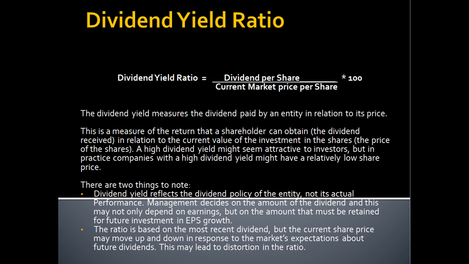Management decides on the amount of the dividend, and this may not only depend on earnings, but on the amount that must be retained for future investment in EPS growth. The ratio is based on the most recent dividend, but the current share price may move up and down in response to the market's expectations about future dividends. This may lead to distortion in this ratio.